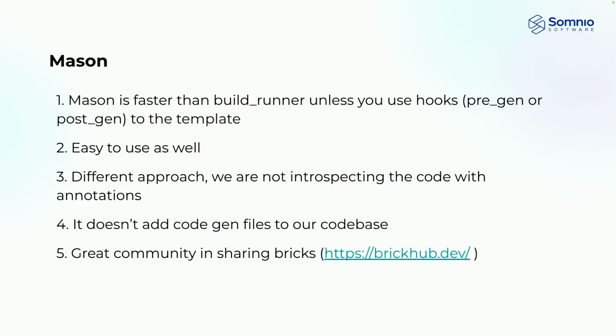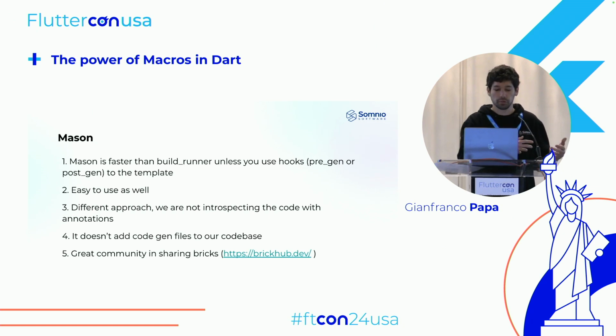Okay. So Mason is faster than build runner unless you use hooks to pre-gen or post-gen the template. That could eventually be longer, but it's easy to use as well, and it's a different approach because, as I said, we are not introspecting the code with annotations, and it doesn't add code gen files to our code base, unless we use Mason to generate files that will then be used for build runner, right?